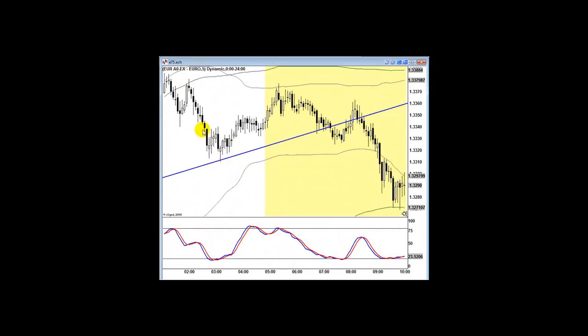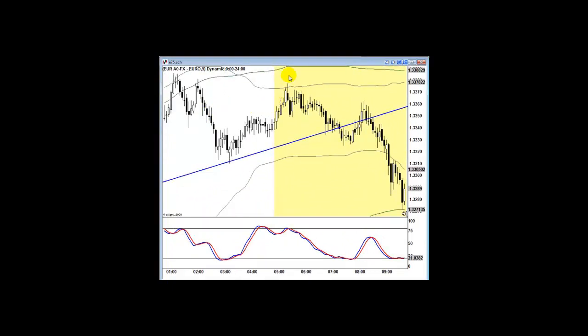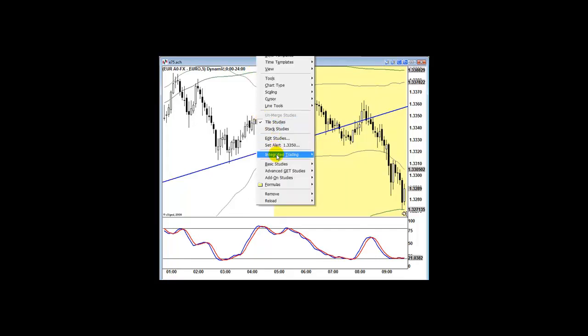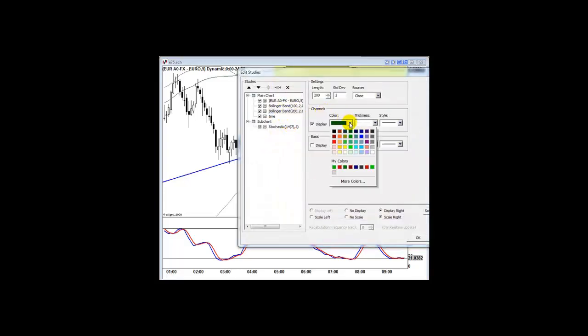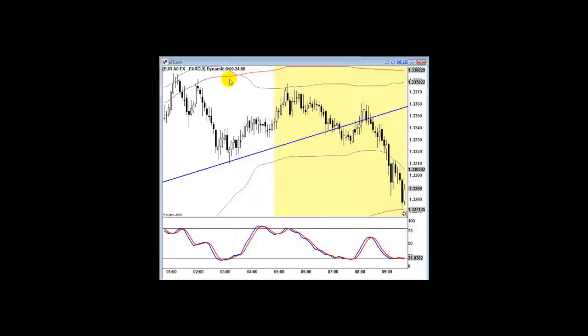Now, first thing you can see here is that we do have a setup over here. We've touched, now this grey line here is the 100 period Bollinger Band, and the green line is the 200. Perhaps I should just change the 200 to, let's say, bright red. Okay, that's better. So there's the 200, the red one. There's the 100, and let's see if we've got the entry conditions once we've touched the Bollinger Band.